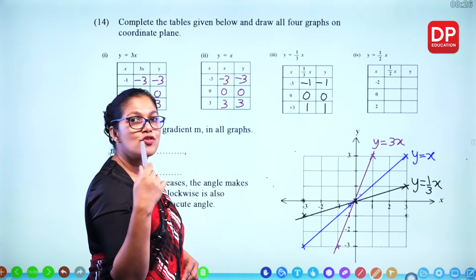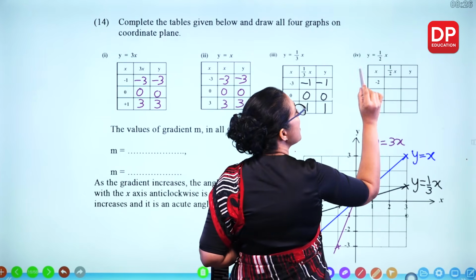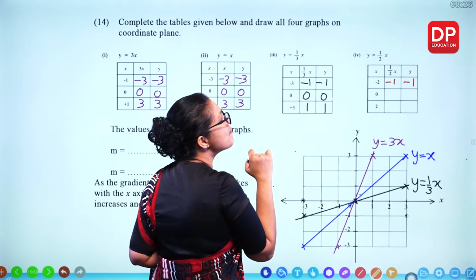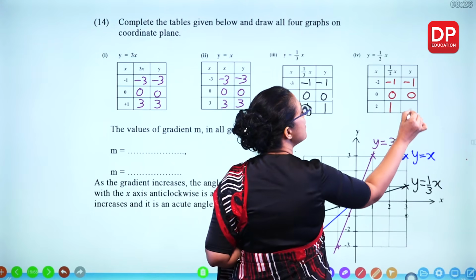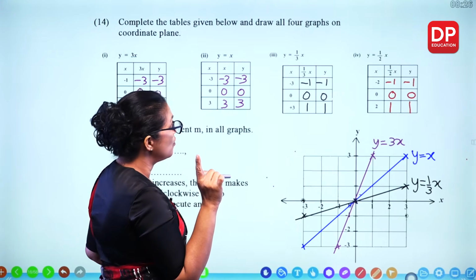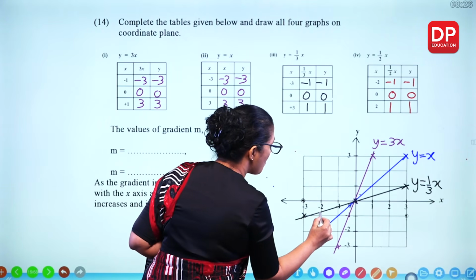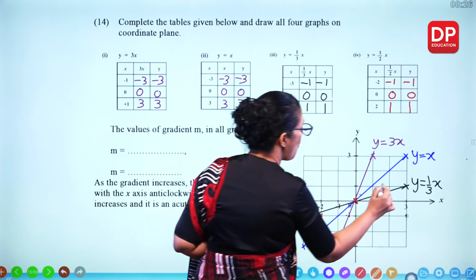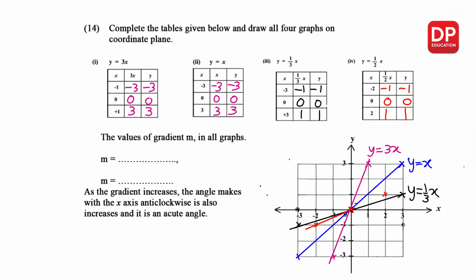Divide by 2 means it's easy to take multiples of 2: -2, 0, 2 for x. -2 divided by 2 is -1, so the y value is -1. 0 divided by 2 is 0, so y is also 0. 2 divided by 2 is 1, so the y value is 1. So mark it: -2, -1; 0, 0; 2, 1. When you connect these 3 points, you get a straight line like this.